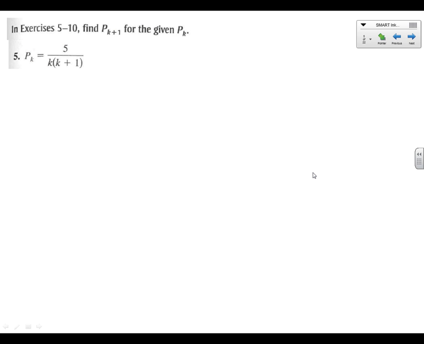See if you can simplify here for 5, figure out what P of k plus 1 is if you're given P of k.